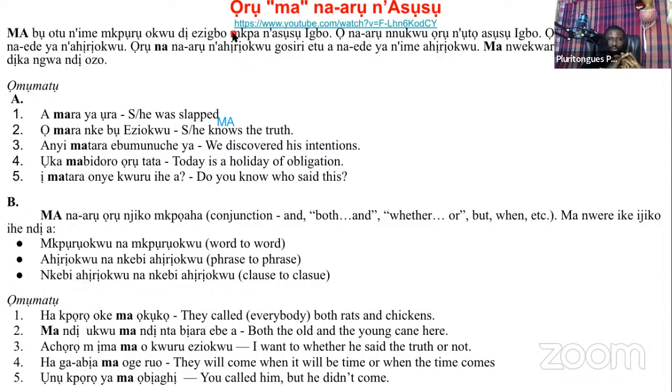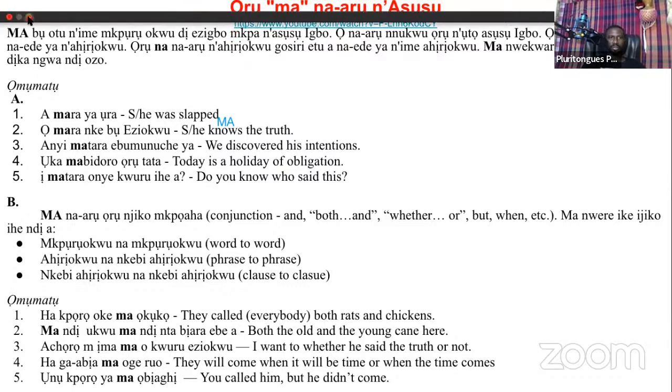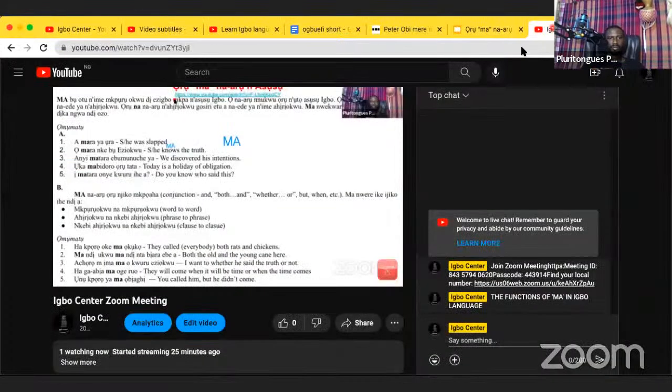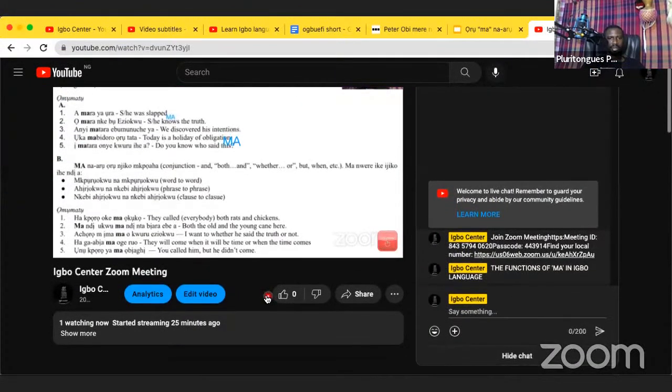All right, so does anyone have an example of where ma brings two words together and where it also links two phrases? Anyone before we continue? Anyone?